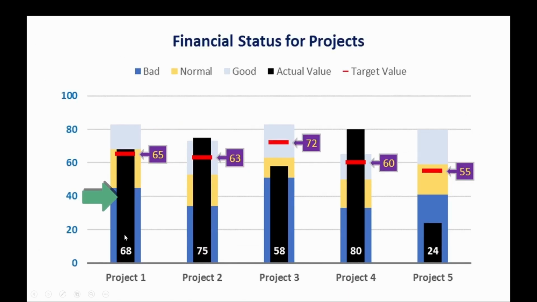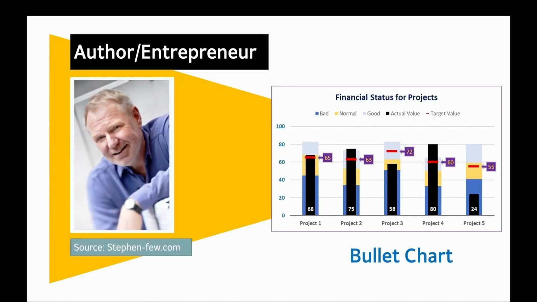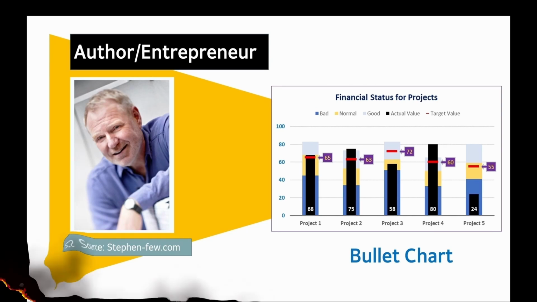First of all, the black bar is the actual value versus the target value here. The bars behind show each financial status with a different range. The bullet chart was initially introduced by Stephen Few. We are going to create this chart. Let's go to the Excel file.